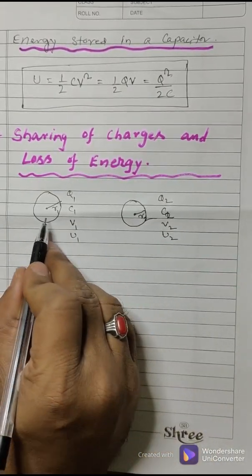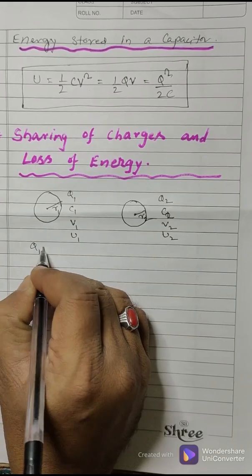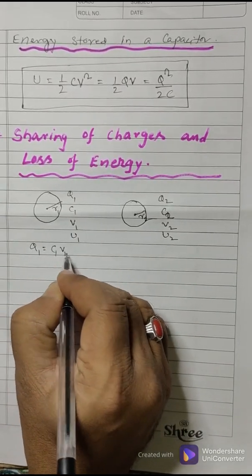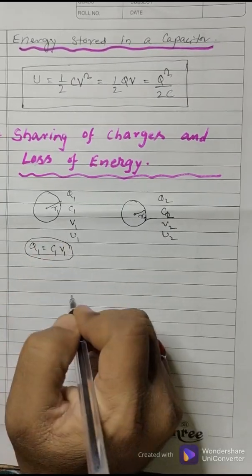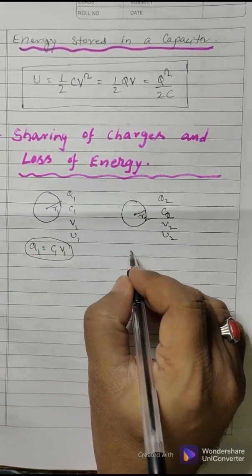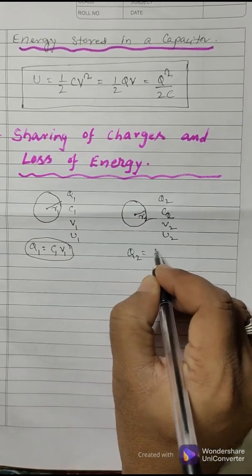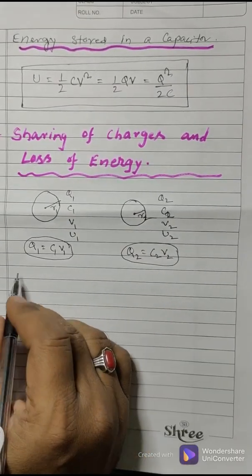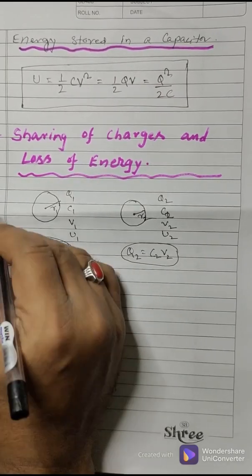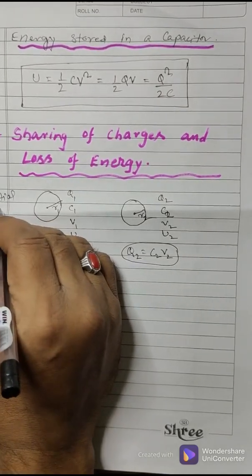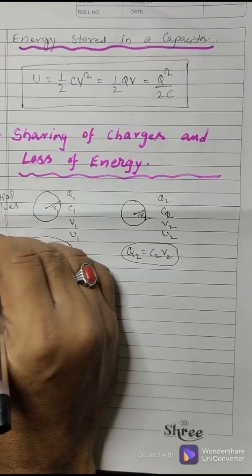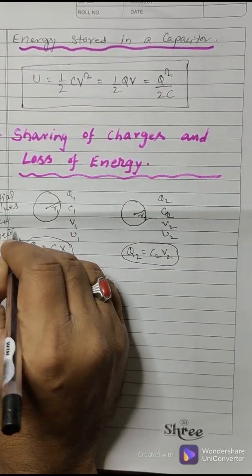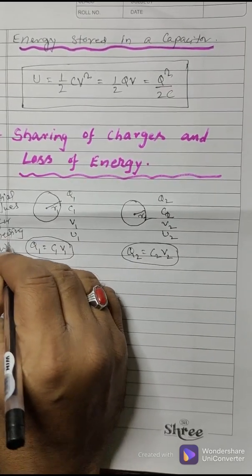Therefore the charge on it is given by Q1 equals C1 V1, since we know that Q is equal to CV. This is the charge on this sphere. Similarly, the charge on this sphere is given by Q2 equals C2 V2. So these are the initial values, before connecting a wire.